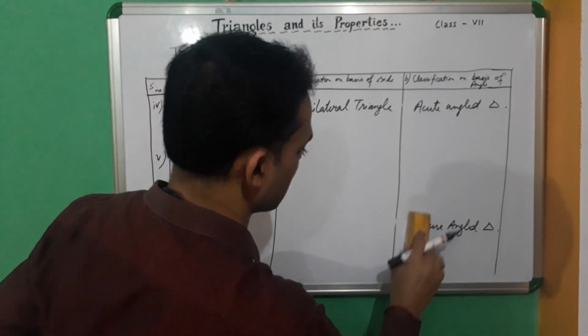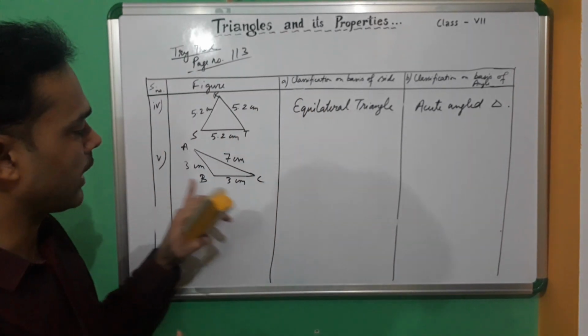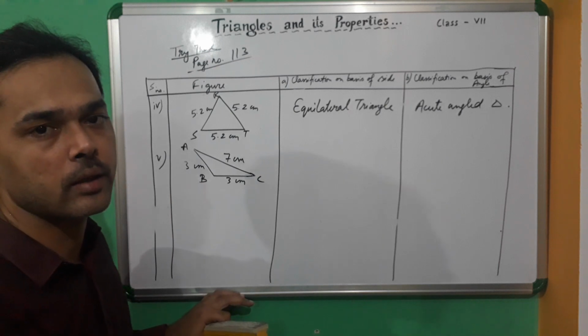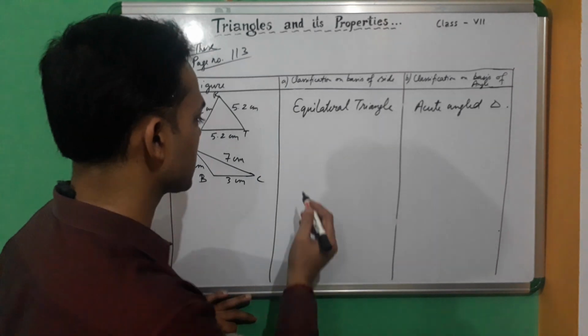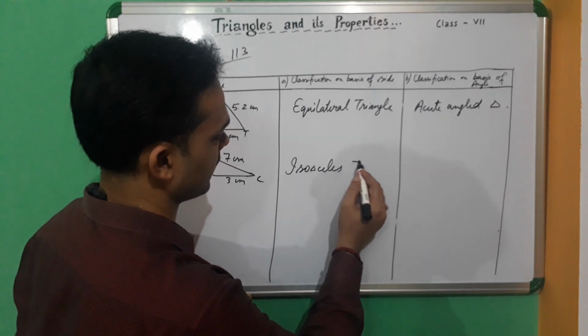Now, on the basis of sides, what you are observing is that two sides are of equal measurement and the third is not the same. That is why it will be an isosceles triangle.